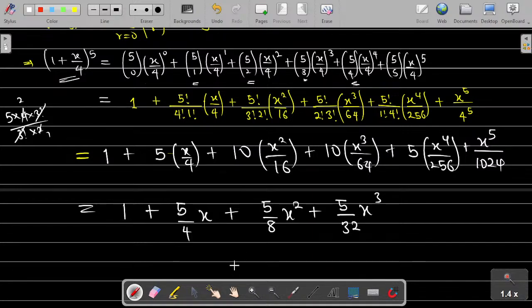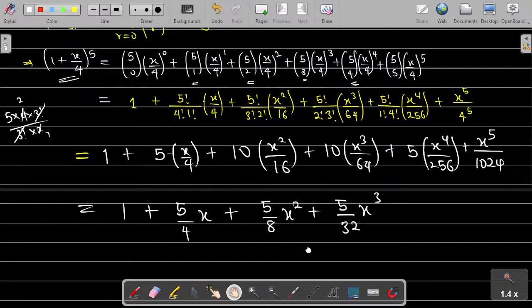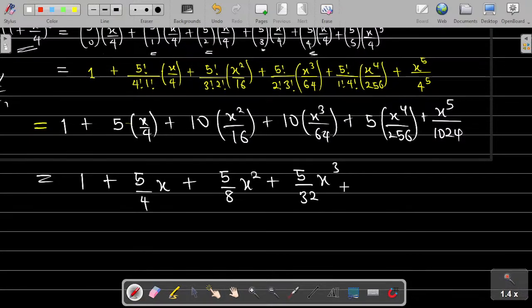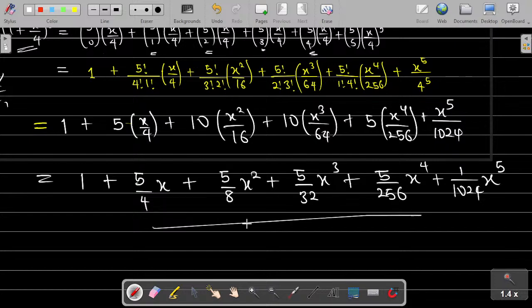Then we can write the next one as 5 over 256. Can anything divide there? I think no. So it will be 5 over 256, then x raised to the power of 4, and then finally we have 1 all over 1024, and then x raised to the power of 5. So this is the value of the expansion that we were given to do.